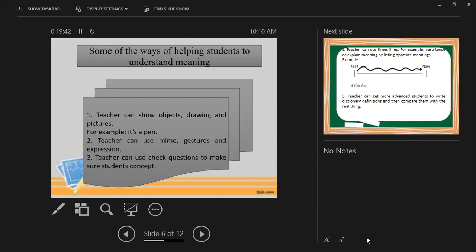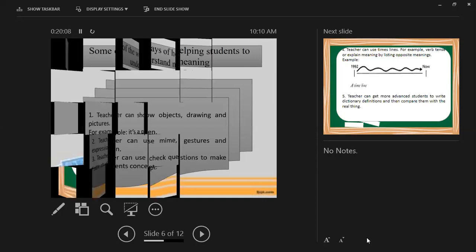Okay? And of course, after that, you need to check. You need to check whether they understand the concept that you are teaching. So after saying, it's a pen, and then you show them the object of the pen, you can ask, so what is this? And listen to their answer. If they can say, it's a pen, all right, so they understand now the meaning. Okay, guys, you understand? Right. Now let's move on.